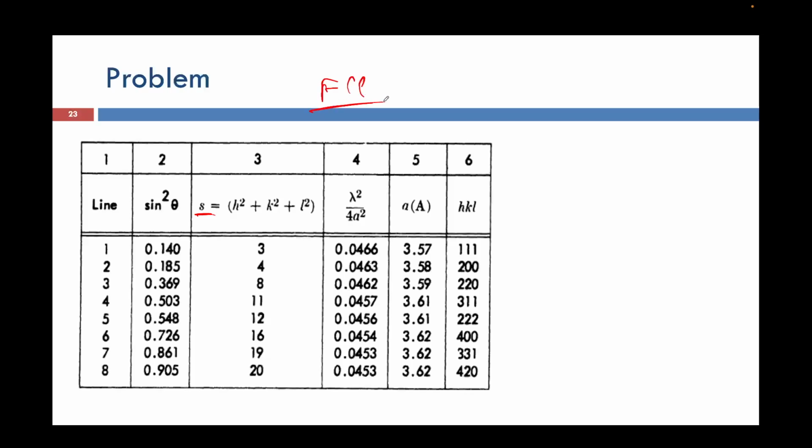How have they done it? From theta, sine square theta, then sine square theta they have multiplied with the S value, and then putting lambda square by 4a square, finally you can see here they have calculated a. A should be constant. Whether it's FCC or BCC, if you have indexed something, you should always calculate a, because this will ultimately tell you whether the indexing you have done is correct or wrong.